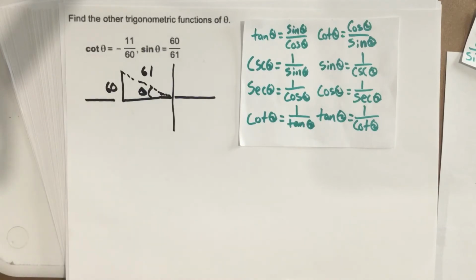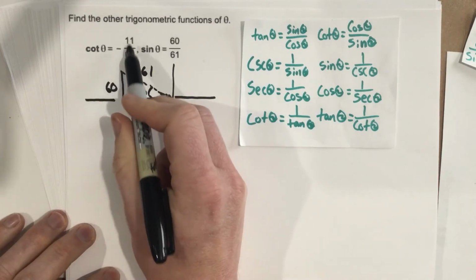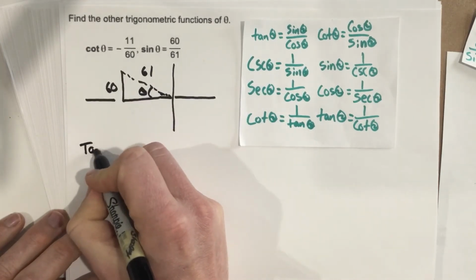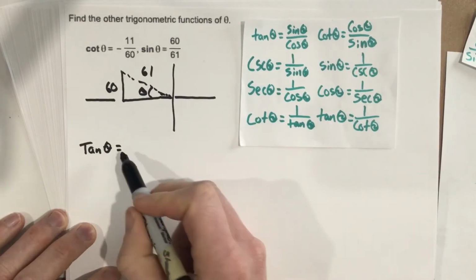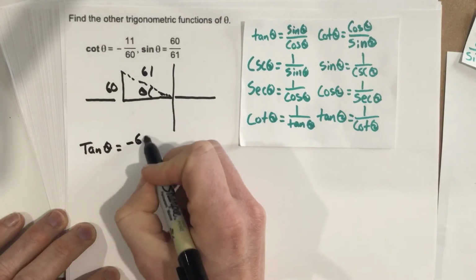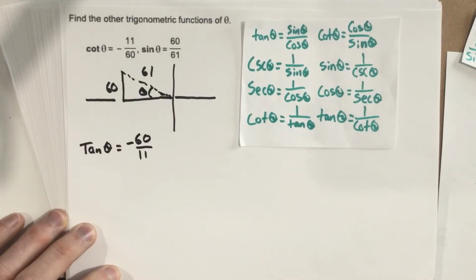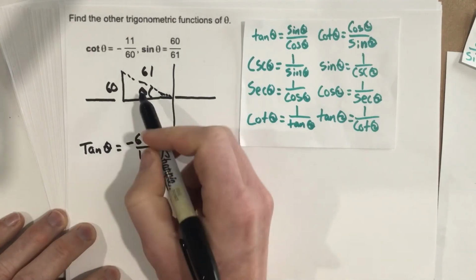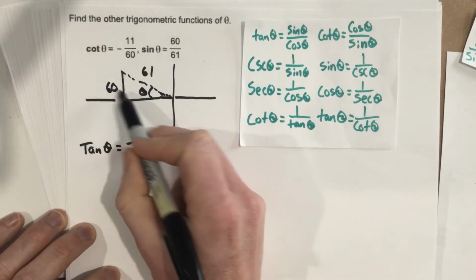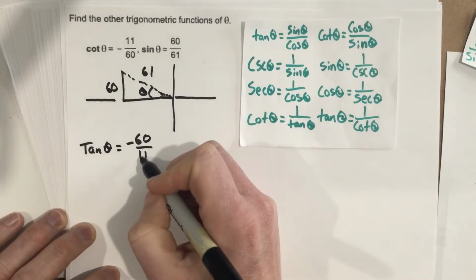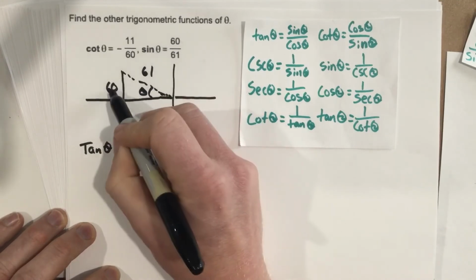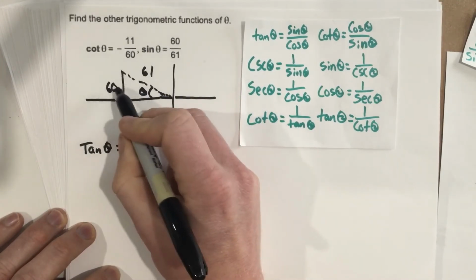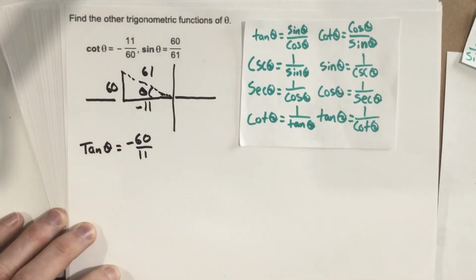Now let's go ahead and start to figure out some other things. So I know that cotangent is negative 11 over 60. What's tangent then? Well, remember cotangent and tangent are reciprocals of each other. So tangent is the reciprocal of that, which is negative 60 over 11. Well, once I know tangent, then I know that tangent's the opposite over the adjacent. I know the 11's got to be the negative because sine theta is 60 over 61, and both those numbers are positive. So if we look at this, this is 60 over, this is our negative 11.